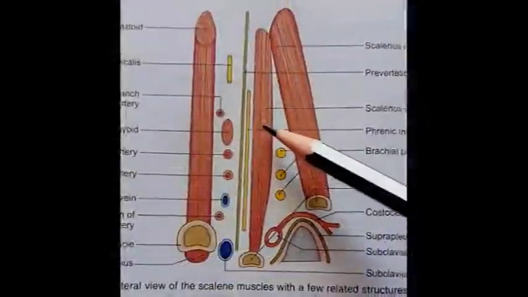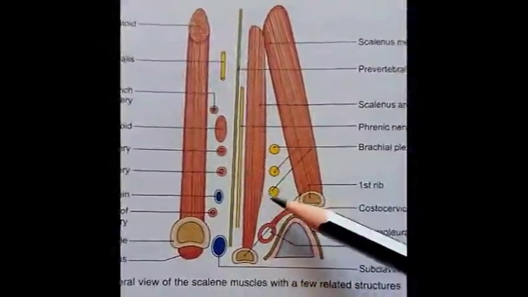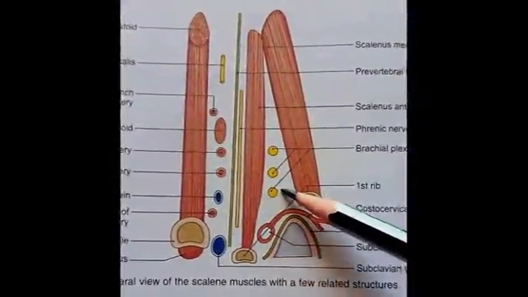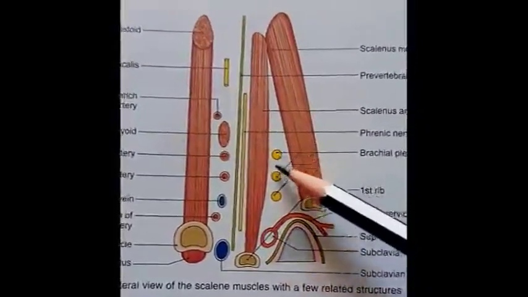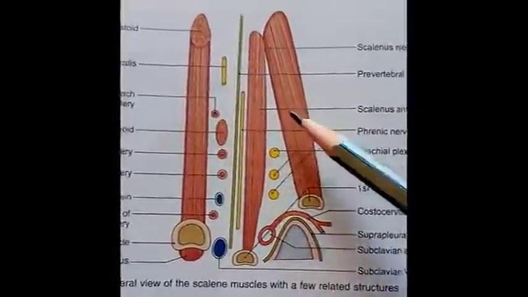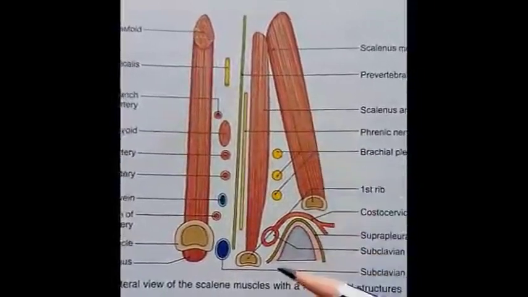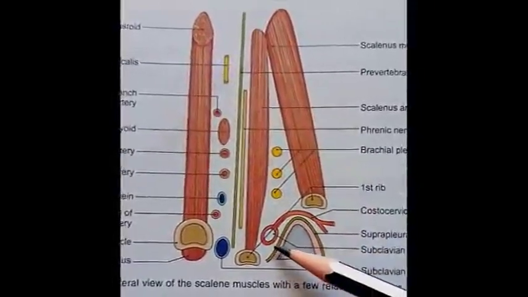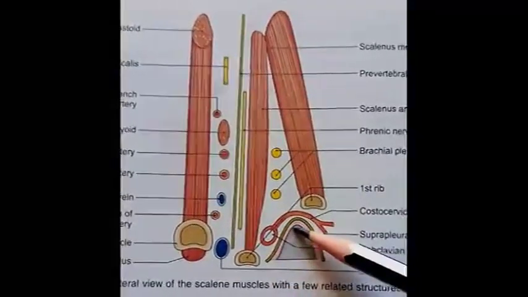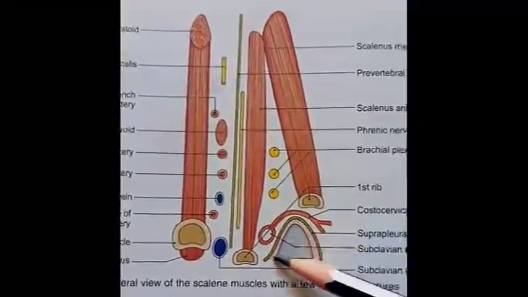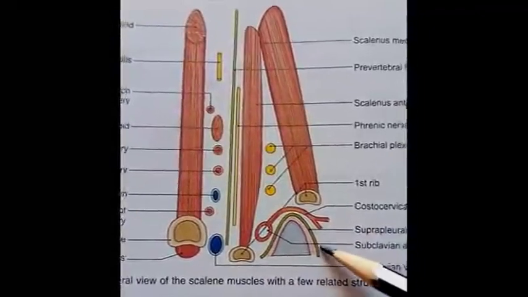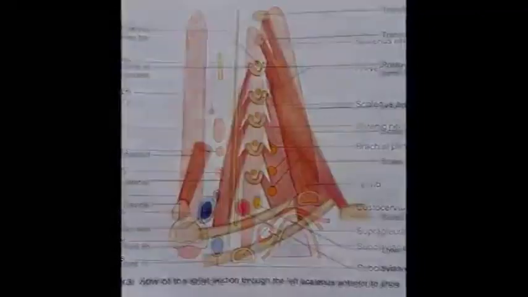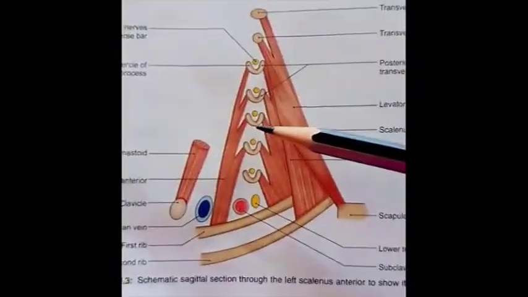This is scalenus anterior muscle. So posterior to scalenus anterior lies the subclavian artery, brachial plexus, scalenus medius muscle, and the cervical pleura. This is cervical pleura in pink color, which is covered by suprapleural membrane, the green color structure visible in the diagram. So let us discuss scalene muscles in detail.